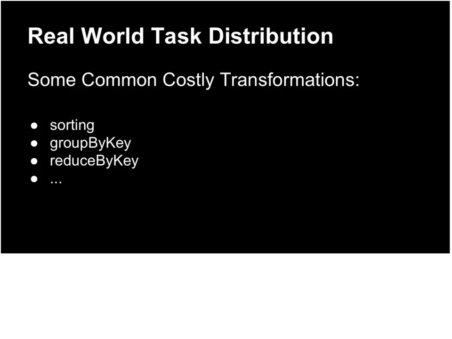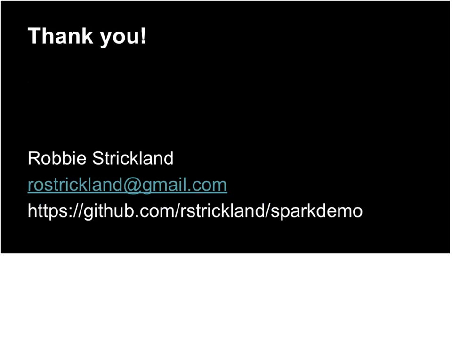Here are some common tasks that are costly and require a shuffle. These operations require the data to be compared against other data elements, which is expensive. It's important to learn the Spark API well to choose the best combination of transformations and where to position them in your job. So that's it. I appreciate your time listening today and look forward to hearing your questions.